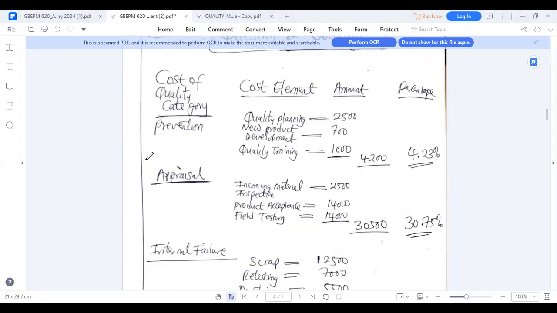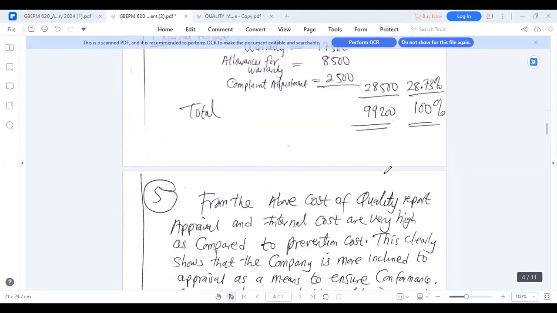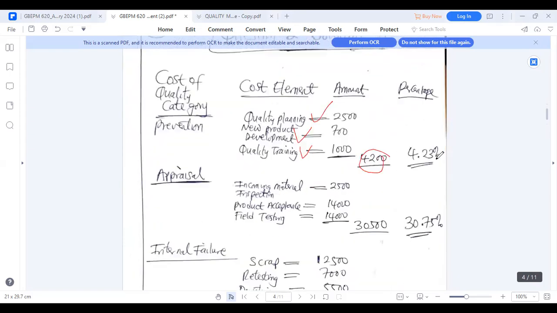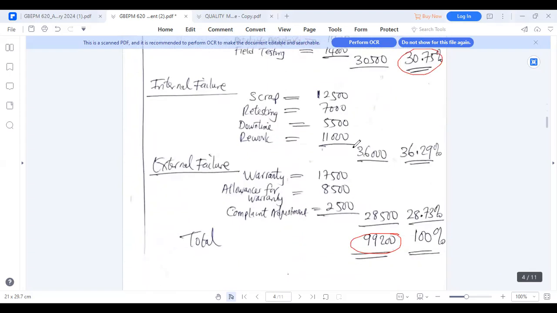Second question, we are talking about the cost elements. So prevention cost, the quality, the new product development, the quality training. Out of the total of 99,200, we are simply getting 4.23, which is a percentage of the total. Appraisal is 30.75. And then here is 36.29.